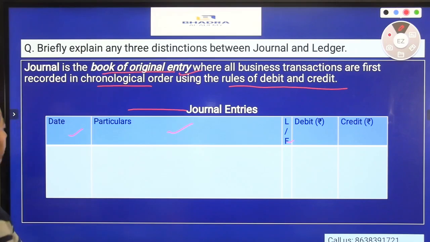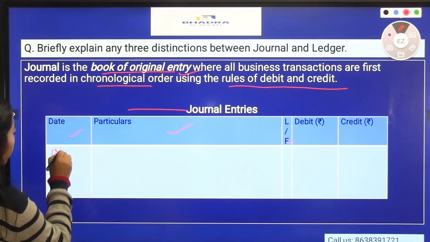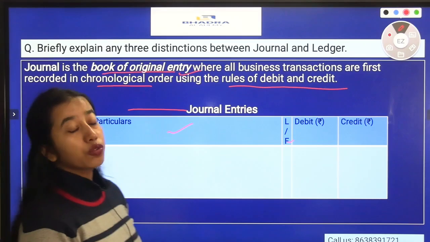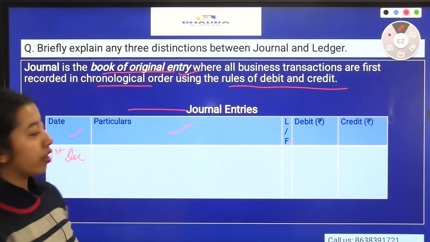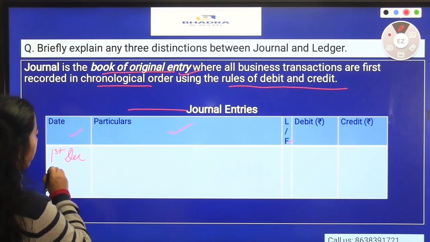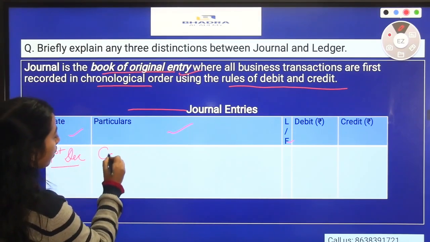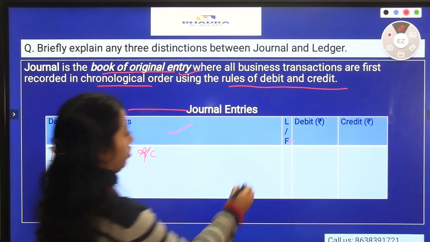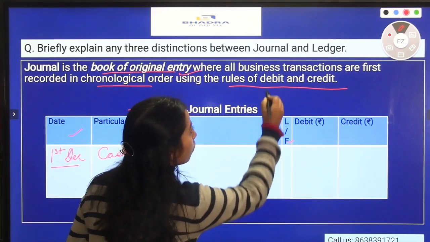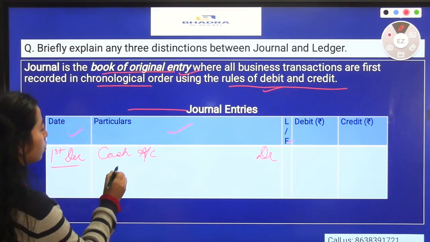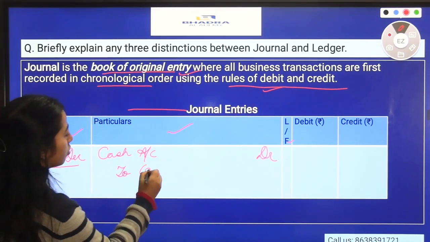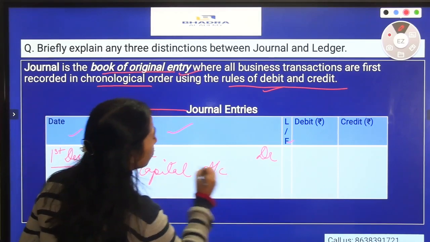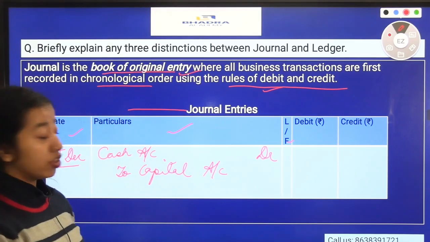So suppose, as I said in the example, on 1st December, a new business with a cash of rupees 50,000 has been started. Then we will enter the journal like this: the date 1st December, cash account debited to capital account, because it is prepared by following the rules of debit and credit. So this is a very basic example of how journal entries look.